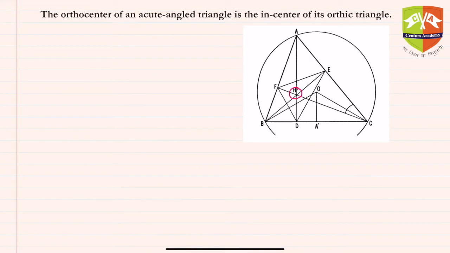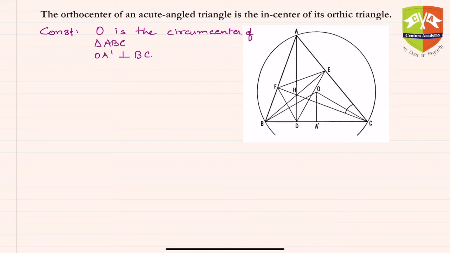So now ABC is given as the triangle, and EFD is the orthic triangle. So let's try to prove. What we have done is we have done some construction. The construction is: O is the circumcenter. Sorry, O is the circumcenter of triangle ABC. So the moment I do that, what happens? OA dash, if you see, OA dash is perpendicular to BC. This is the construction done.